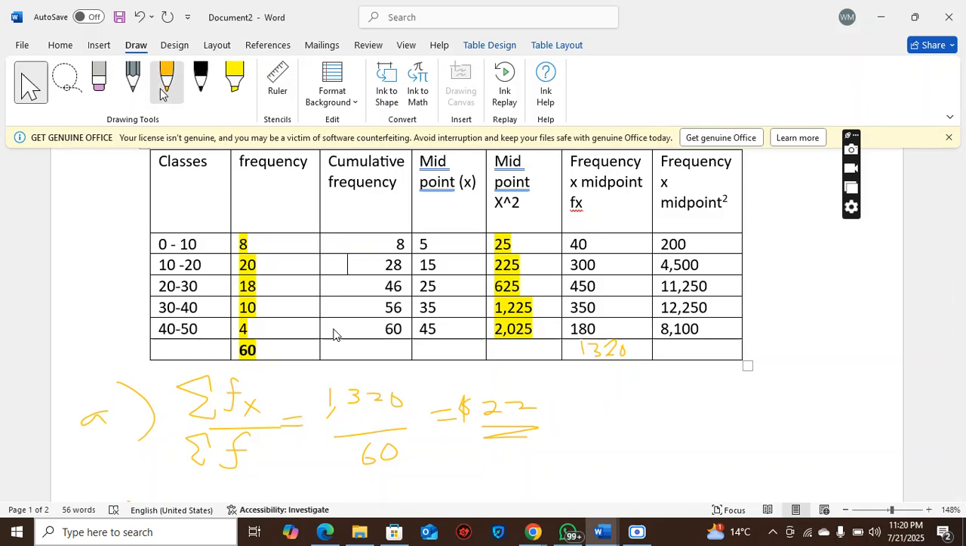Okay, you do it like this, colleagues. Under the cumulative frequency, you're going to say this is from 0 to the 8th position. When you come to the next class, you say the ninth position to the 28th position. Then you go the 28th position to the 46th position. So where will you find the 30th position?